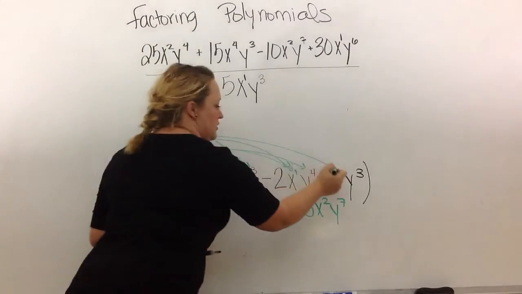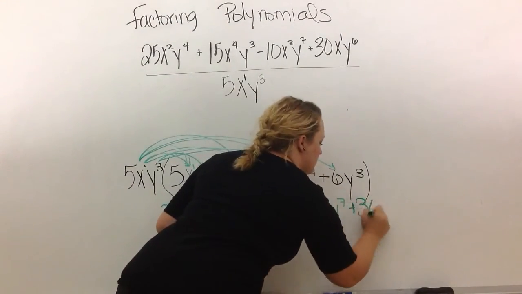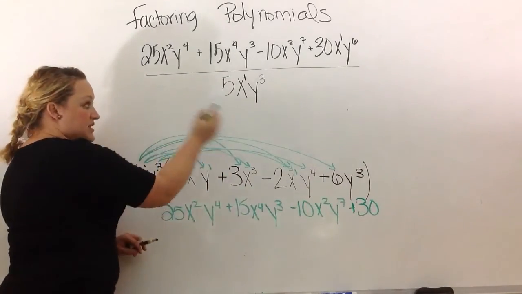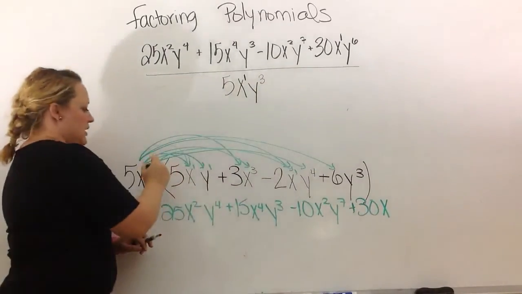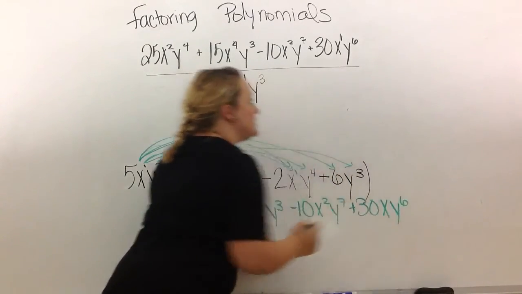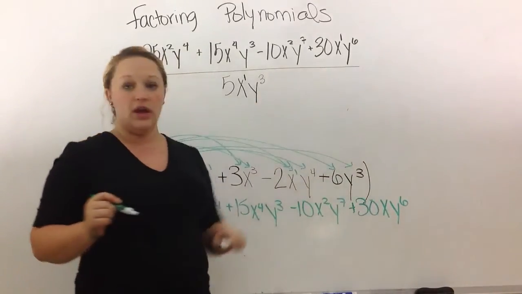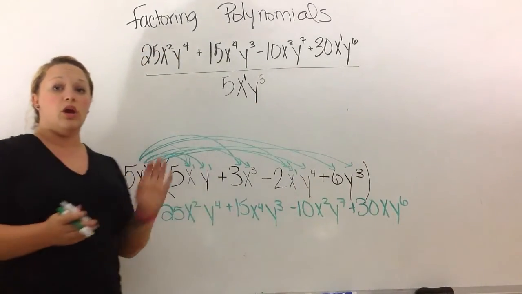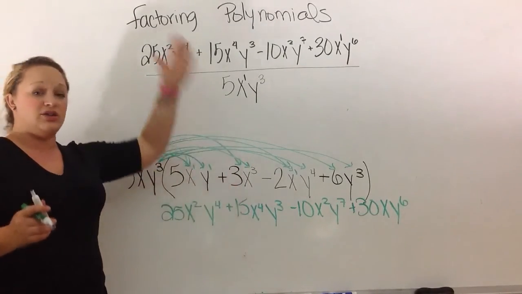Finally, 5 times 6 is 30, a positive 30. X times nothing gives us x to the first. And Y3 plus Y3 gives us y to the 6th. We're going to check. 30x to the first, y to the 6th. There we go. So you always check your work by redistributing everything to make sure that your answer matches your original answer.